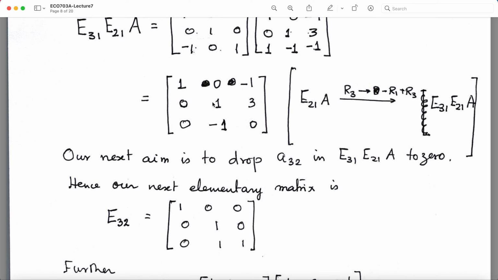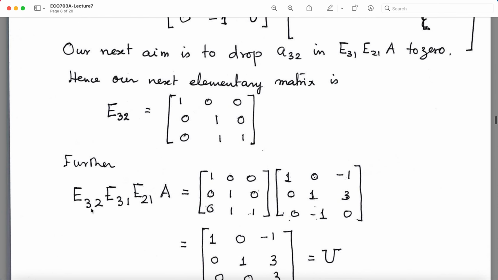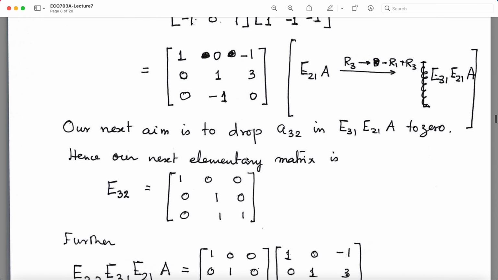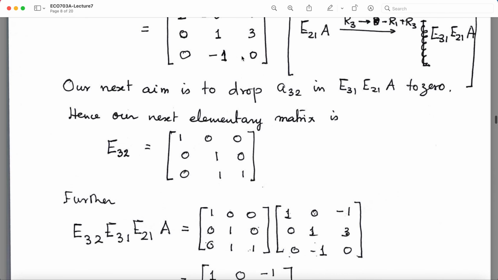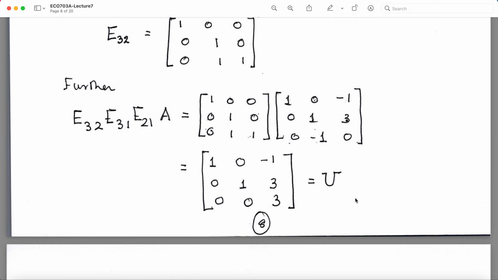So now what you have to do here, if you want to make this A32 to be 0, just add these 2 rows, that's all, and replace the third row with that. So if you apply on the identity matrix R2 plus R3, this is what you will get. And then multiply this E32 on E31, E21 on A. That is this matrix. And lo and behold, you get your upper triangular matrix.